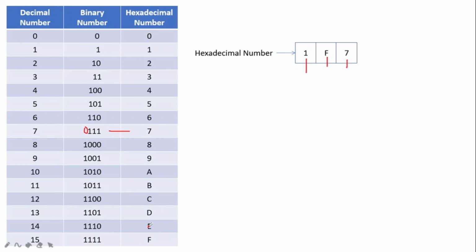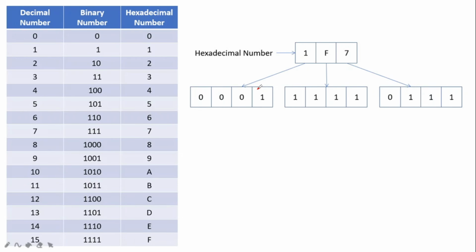So for F, the equivalent binary representation is 1111, and for 1 the equivalent binary representation is 1. So we will add 3 zeros here in front of it, so it will be 0001, and as shown here. So for 7, for F, and for 1.